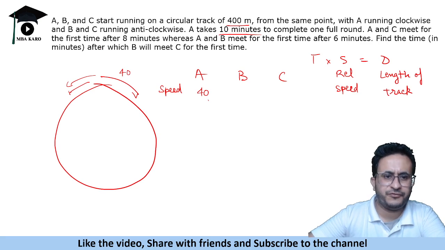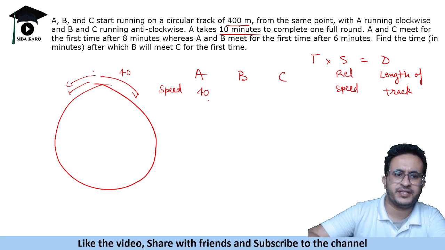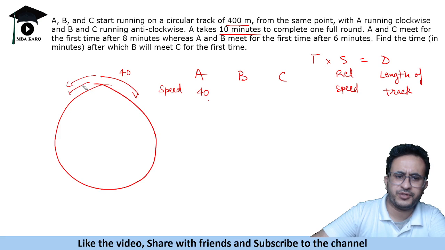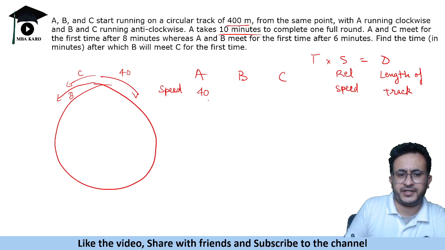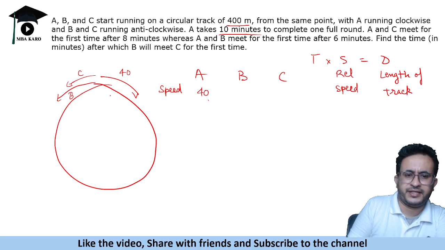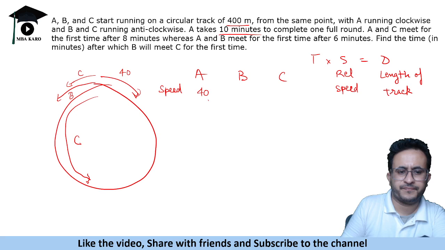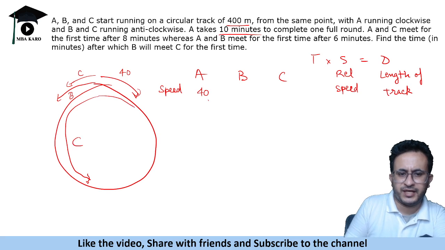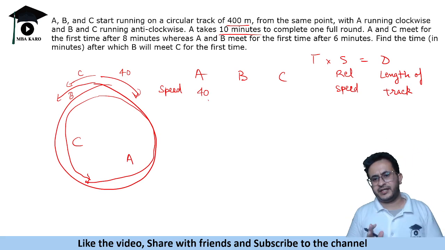A and C meet for the first time after 8 minutes, whereas A and B meet for the first time after 6 minutes. So B must be faster, because A and B meet first. This is B and this is C. Now when A and C meet for the first time after 8 minutes, A is going in this direction and C is going in this direction, so they will meet at some point. Let us say this distance is covered by C, and this distance is covered by A, so they cover this collective distance.